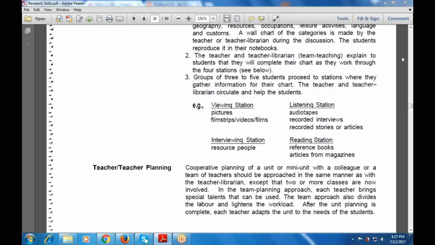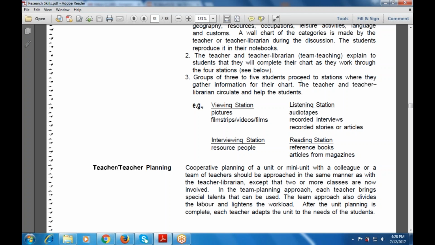These are the four stations in which 3 to 5 students are grouped together. They proceed to stations where they gather the information for their chart, and the teacher and the teacher librarian both circulate and help the students at the viewing, listening, interviewing and reading stations. The viewing station is to view pictures, film strips, videos and films. The listening station includes audio tapes, recorded interviews, and stories or articles that have been recorded earlier.